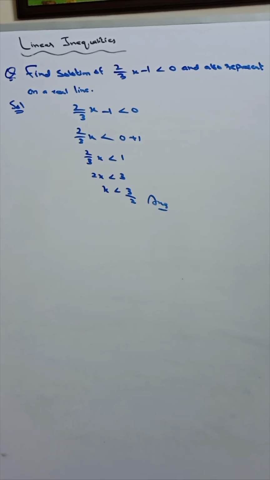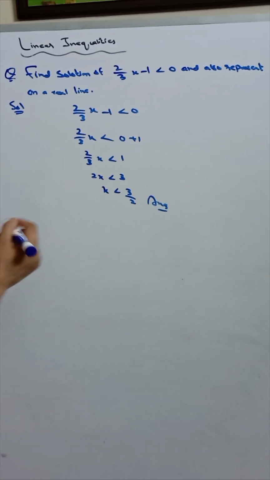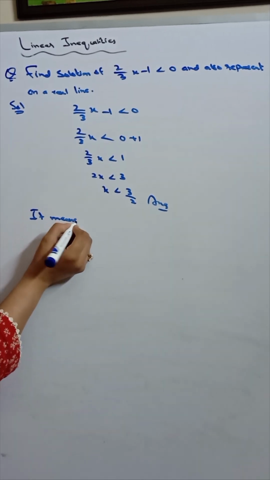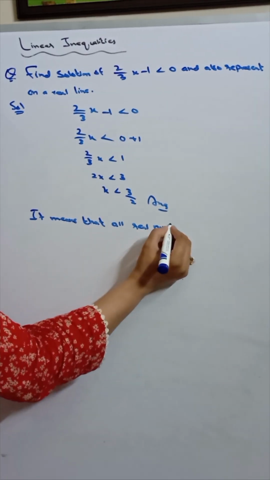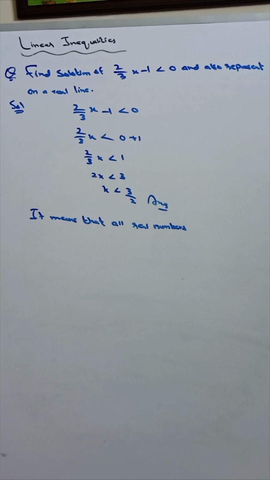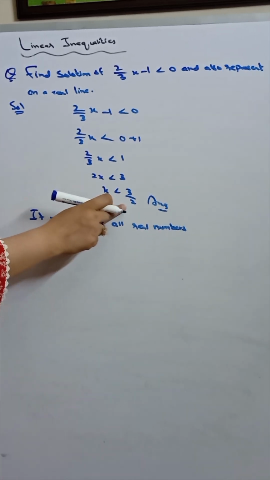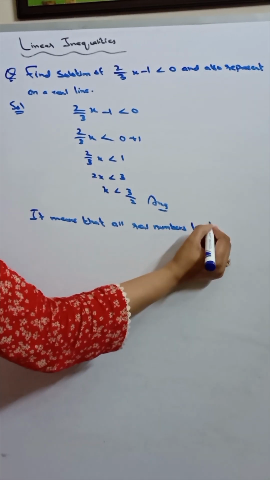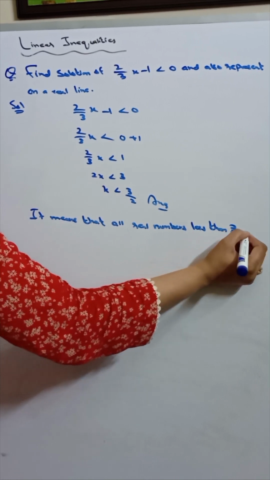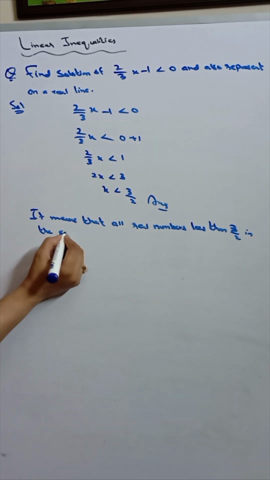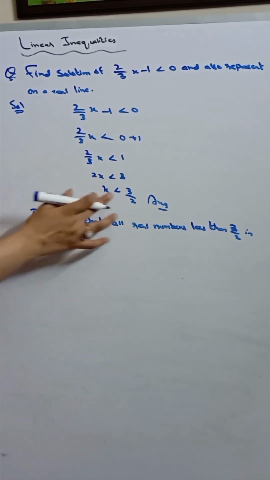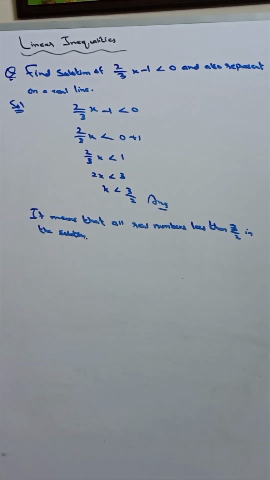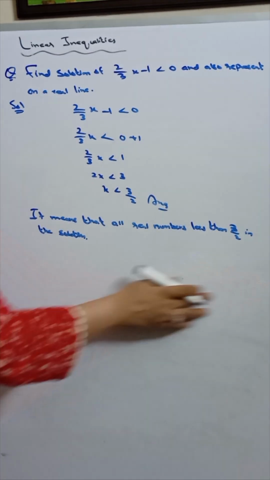So you will write in the answer: it means that all real numbers less than 3/2 are in the solution. Alright, what we conclude is that all real numbers less than 3/2 are the solution. Now in the next step we have to represent this on the number line.